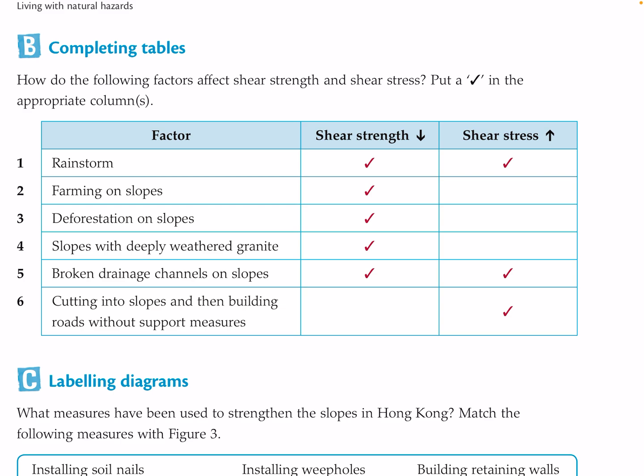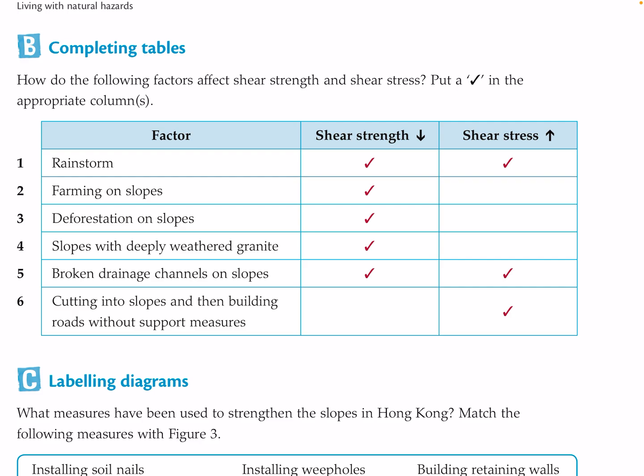Okay, slope with deeply weathered granite. Granite is very weak and it can be weathered easily. What is weathered? It is talking about large pieces of rock being broken into smaller pieces of rock. So accordingly, if we have a granite slope and weathering takes place, then the strength will be weaker because the slope is full of weathered material, which is not very cohesive. Okay, broken drainage channel on the slope, the strength will be reduced because we have more water, less cohesion, less friction, more stress, which is having more rate.